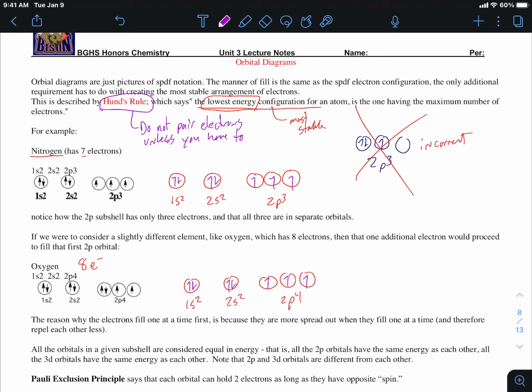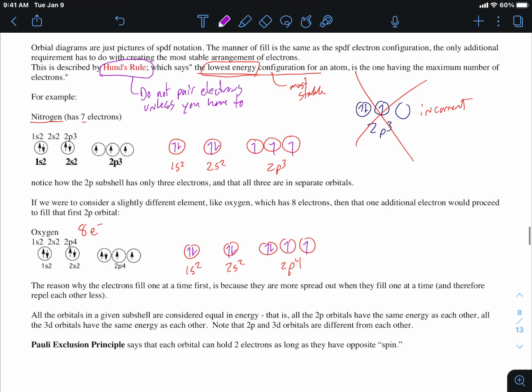So since I have one more that has to be placed, now I go back and put it in the leftmost orbital of that sublevel. It has to be paired, so I've got to put it somewhere. So I'm just going to come back and place it in the first one. Yes, it's paired, but there's no other open orbital, so that's where it's just going to have to be.